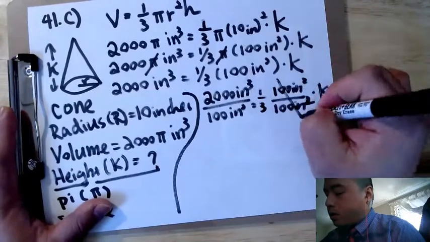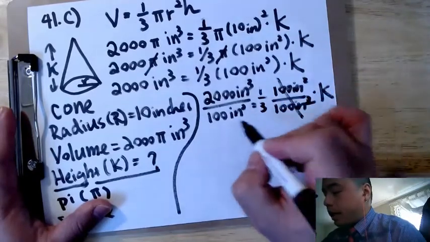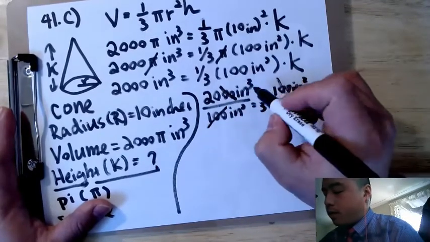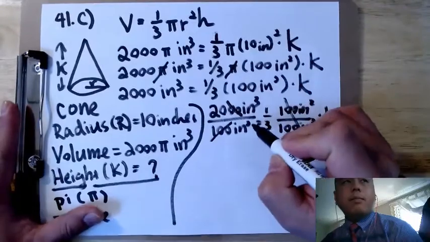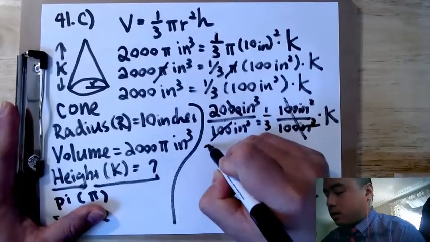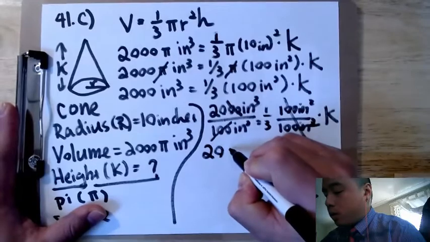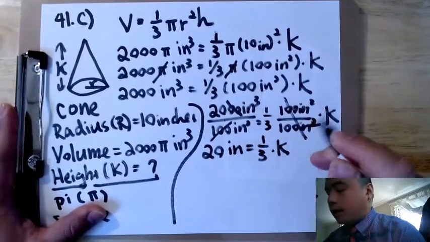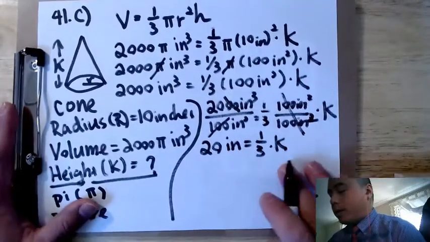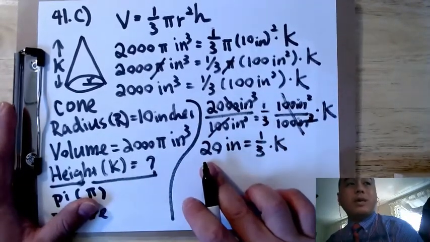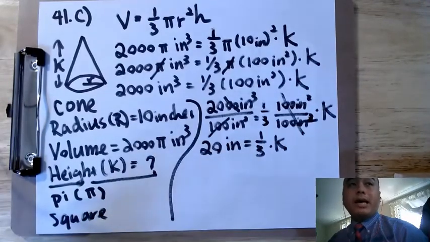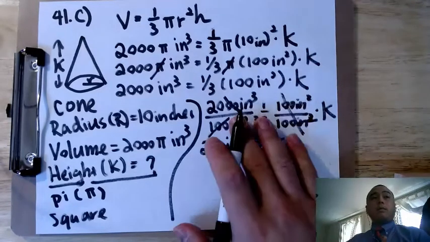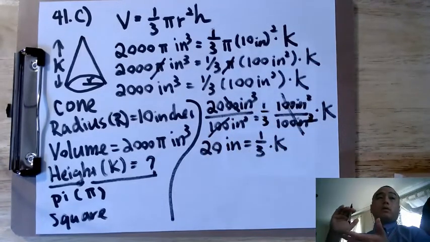So the 100 square inch cancels out. The 100, cross out 2 of the zeros, and we have a cubic inch on top and square inch on bottom, so this ends up as 20 inches equals 1/3 of the height of the cone, k. At this point, 1/3 of k is equal to 20 inches. So if 1/3 of the answer is 20, the question is, what is the full answer?